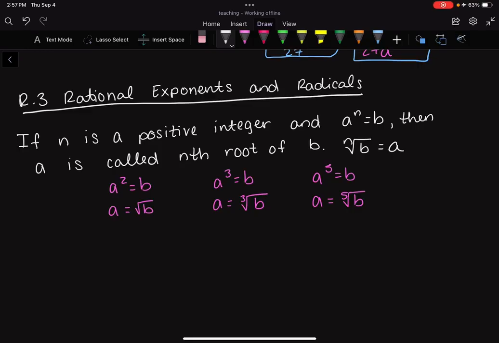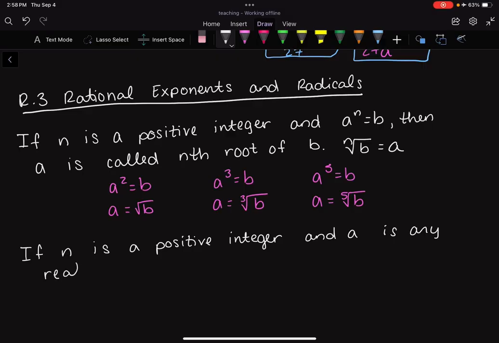There's another way as well to look at this. So if n is a positive integer, and a is any real number, a to the power of 1 over n denotes the real, just meaning not imaginary, nth root of a.